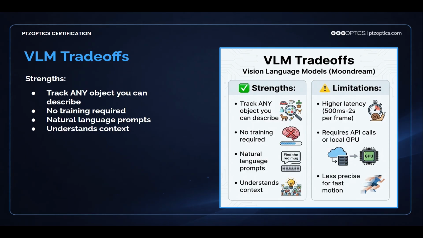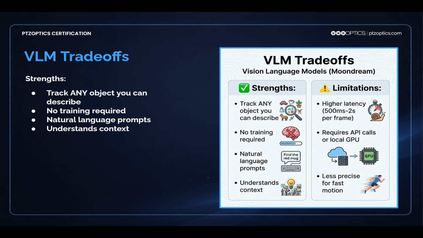Now, the trade-offs with VLMs. The strengths are that we can track any object, and we're going to show that today. No training. We can use natural language prompts, and it understands the scene. It knows who the presenter is. That's very hard to train. In live environments, in ProAV and broadcast, we can't train a model for all the different scenarios that could happen. It's just not going to work.